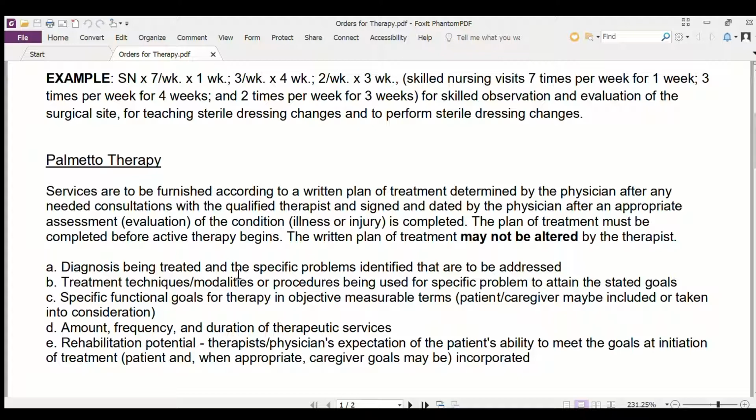Diagnosis being treated, specific problems being addressed, treatment techniques, such as modalities, gait, transfers, ADLs, etc. The goals have to be on there, and they must be measurable in objective terms. The frequency, duration of services, and discussion of the rehab potential and the person's ability to meet those goals.